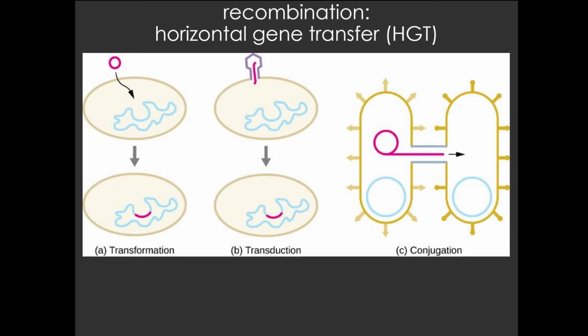The cell that is providing the DNA is called the donor cell. The cell that is receiving the DNA is called the recipient cell. And this process of horizontal gene transfer, which sends DNA from a donor cell to a recipient cell, results in what are called recombinant cells, cells who have now combined DNA from two different sources, themselves and the donor cell.